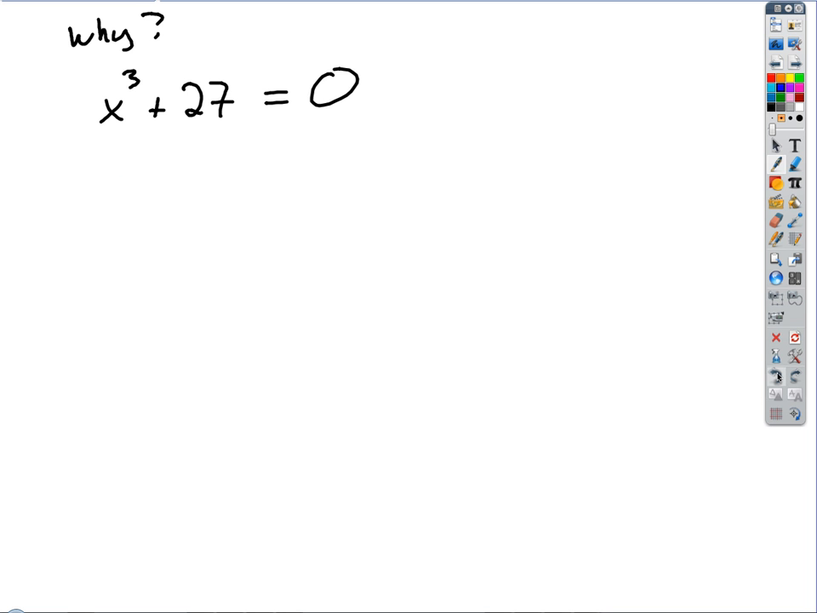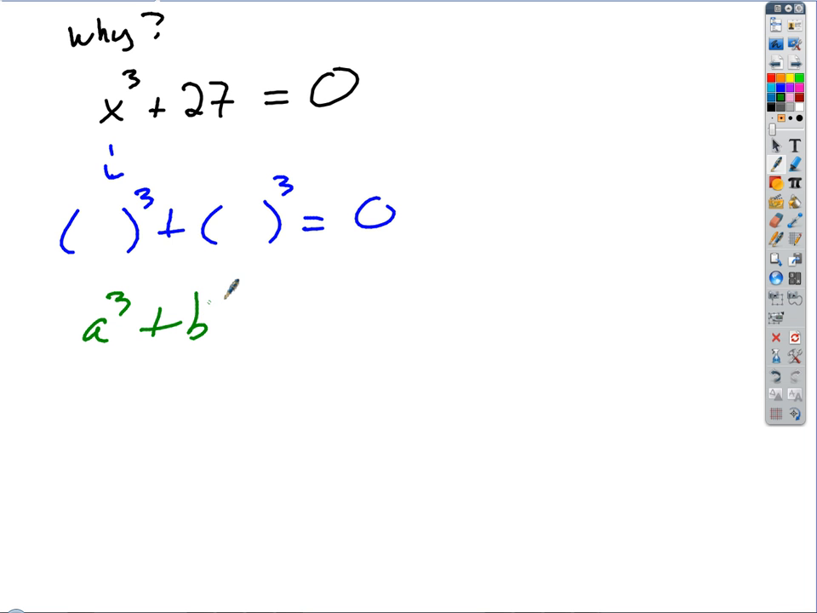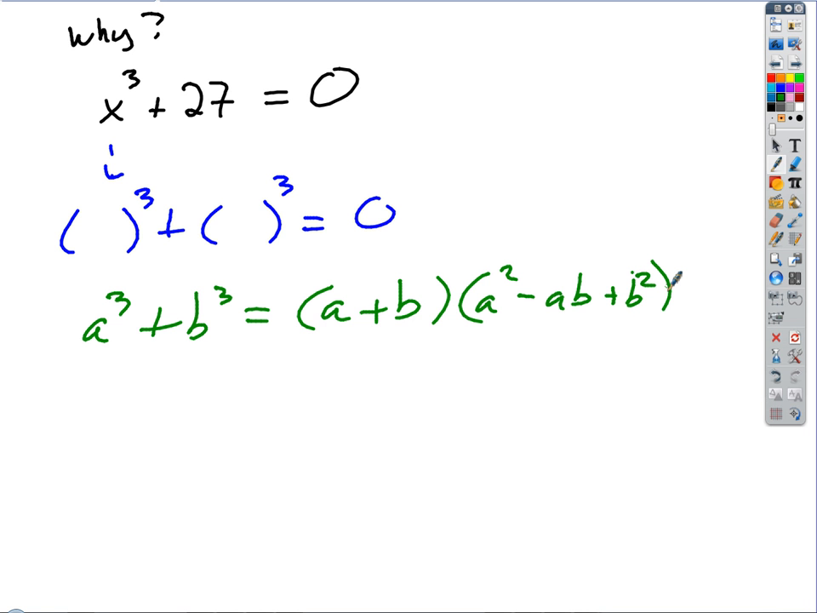Okay, can we make this thing look like something cubed plus something cubed? Because if we can, we have a pattern for that. And remember what our pattern is. A cubed plus B cubed equals, once again, see if you've got it memorized, A plus B times A squared minus AB plus B squared. Okay, good. So can we find an A and a B? Yeah, you already told me. A is X in this case, and B is 3.